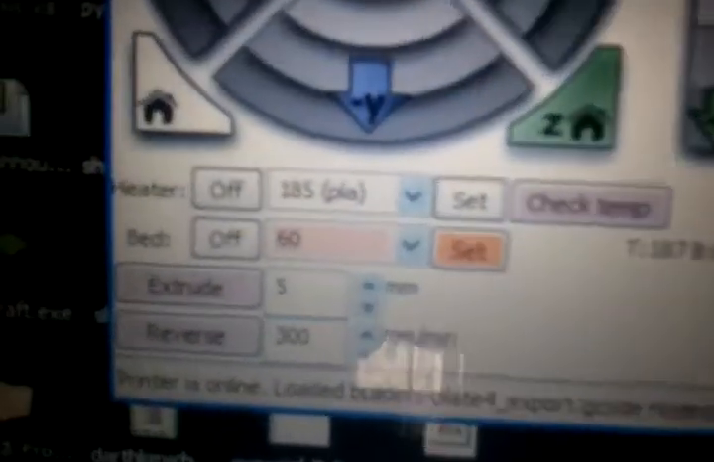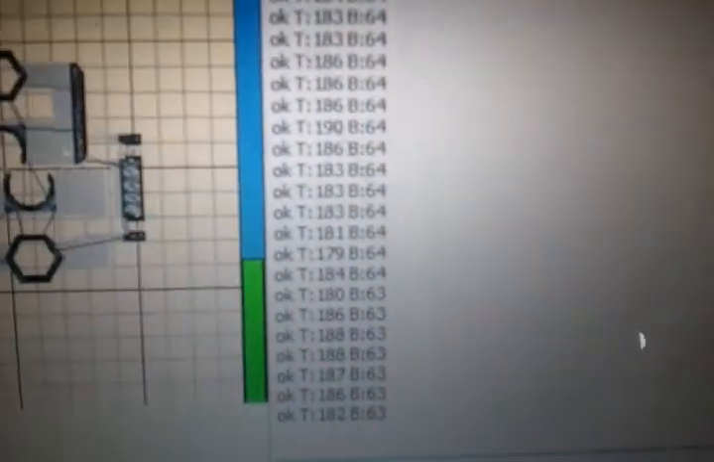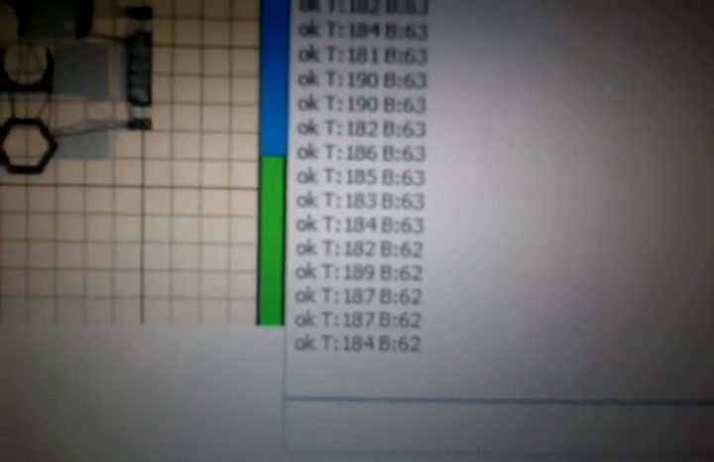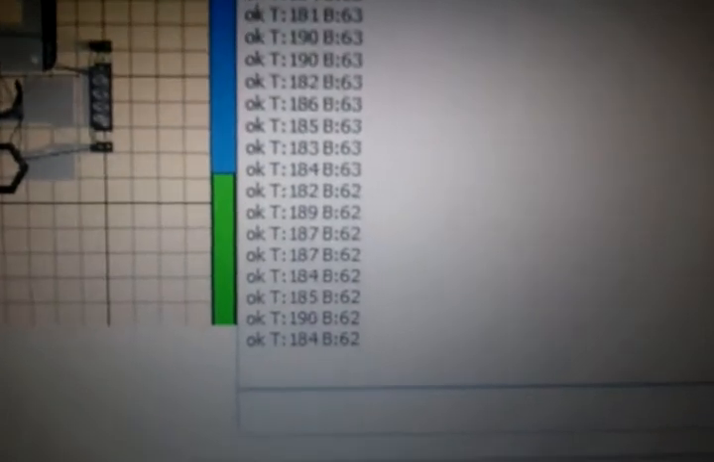And down here are some very useful things. You can set the heater and the bed to a certain temperature for whatever you need. And over here is just a running total of the temperature of the system. So you can see there, my extruder is running at about 184-ish, 183-ish, and the bed's at 63 degrees Celsius. I'm happy with that. Basically, you want to print at sort of 185, 190, and having the bed at about 60, so that's about right.